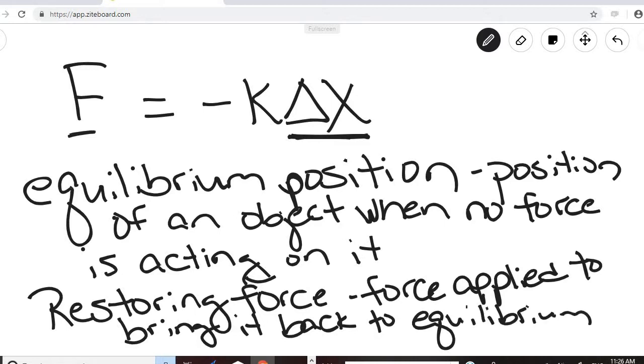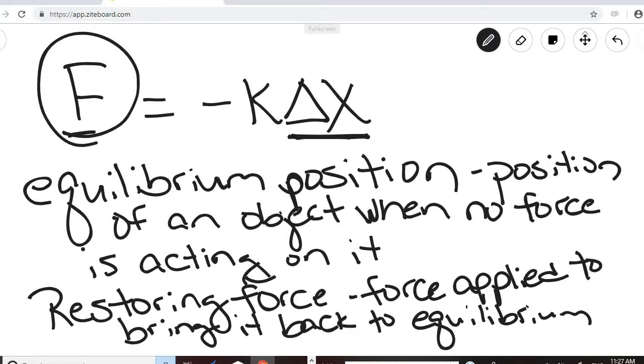Okay, so the F in this equation is the restoring force. It is the force that is applied to bring the spring back to its equilibrium position. So if there's no forces being applied to the spring, it will stay in its equilibrium position. But if you stretch or compress the spring, then a restoring force will be applied that is opposite the displacement. And the purpose of the restoring force is to get it back to the equilibrium position.